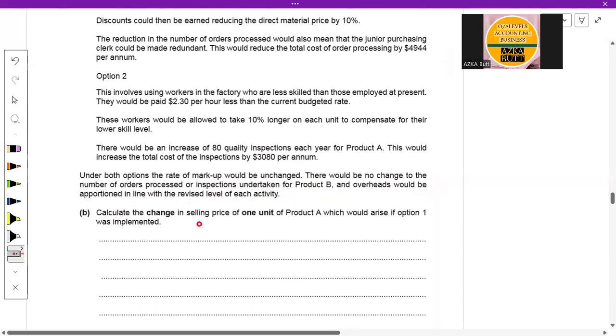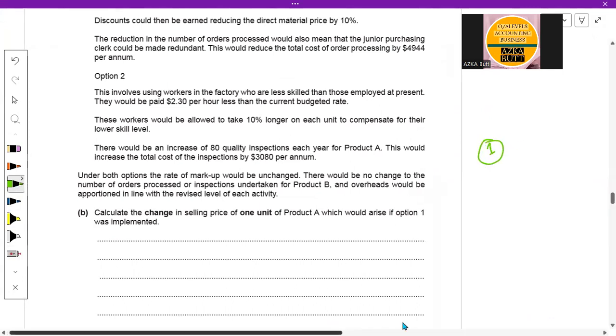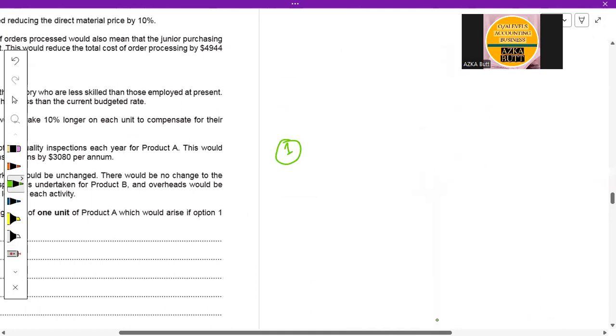And we have to calculate the change in selling price of one unit of product A, which would arise if option one was implemented. Okay, so basically to calculate the change in the selling price of one unit of product A under option one, we need to adjust the direct material cost and the order processing overhead based on the provided information. So first of all, in step one, we are going to see the impact of option one on direct material cost.